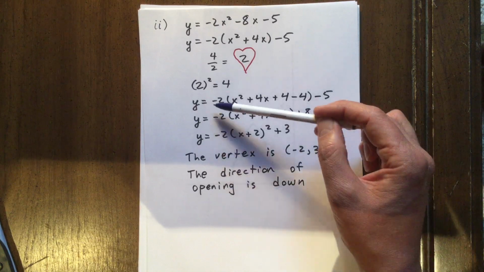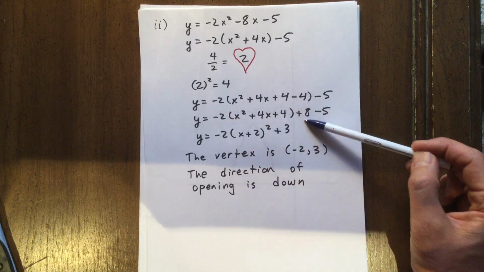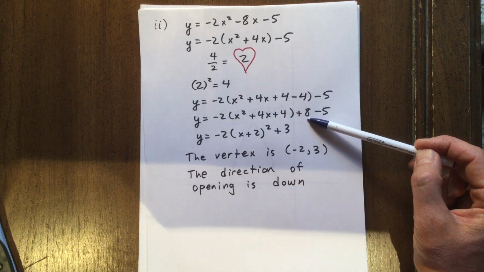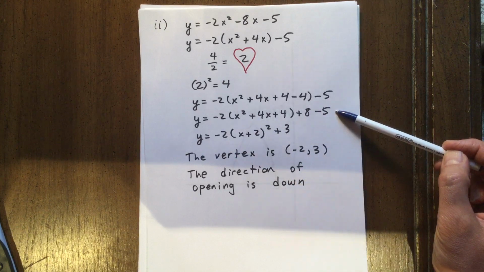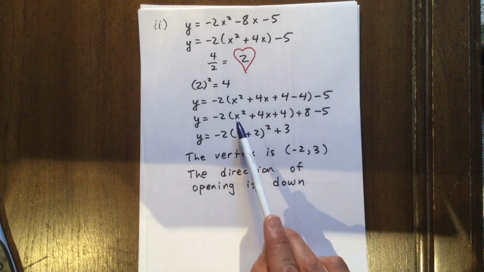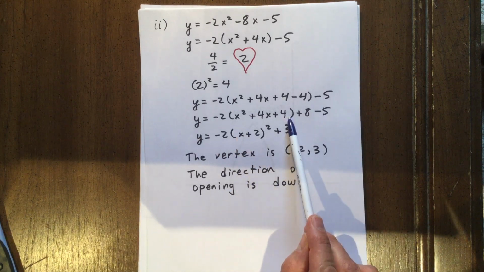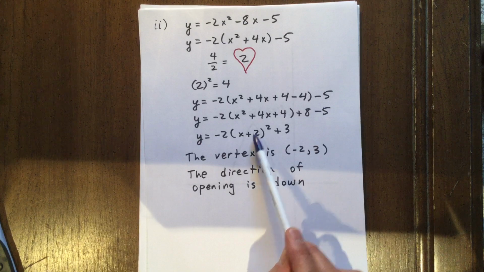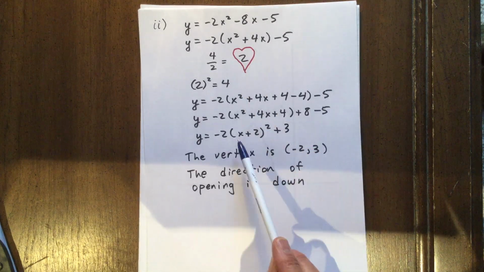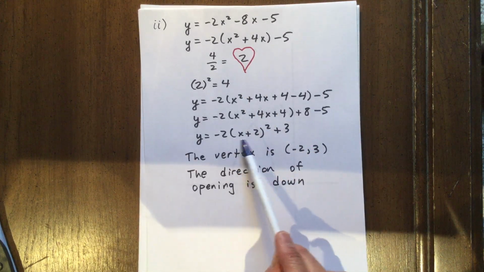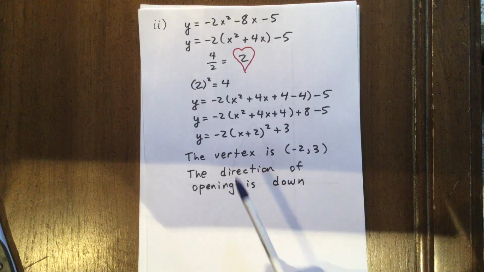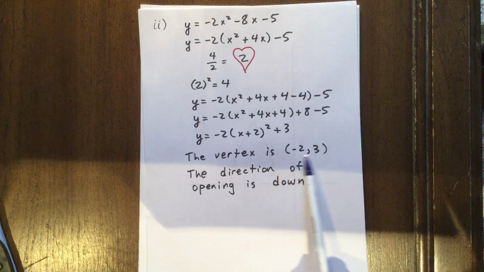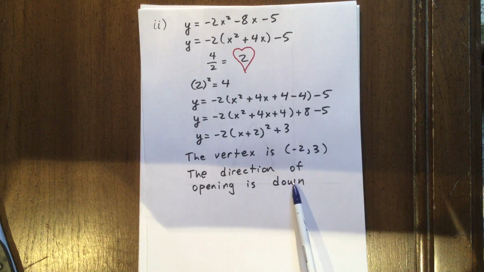And we can then take negative 2, multiply it by negative 4 to become positive 8, and we then have an expression where we can complete the square. What we do is we say this trinomial is equal to x plus 2 quantity squared. Remember that value, that positive 2, shows itself in the final answer. And then plus 8 minus 5 becomes positive 3. The vertex is negative 2, positive 3, and the direction of opening is down because the a value is negative.